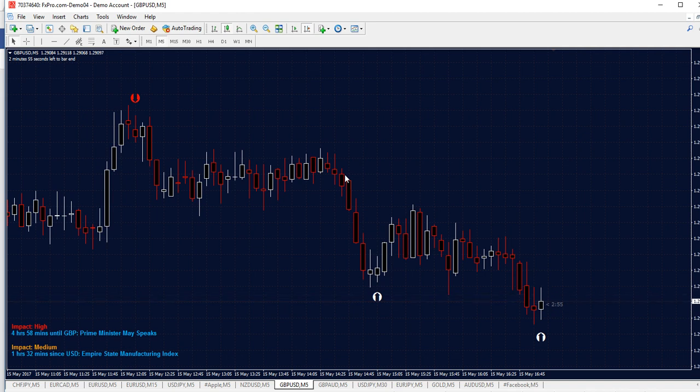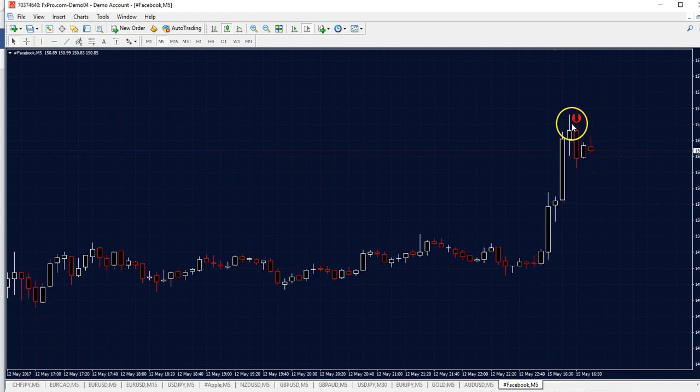Second important thing is that it works not only on currency pairs for currency trading. It works on stock trades for stocks, indices, commodities, and you can use it on all assets you have.